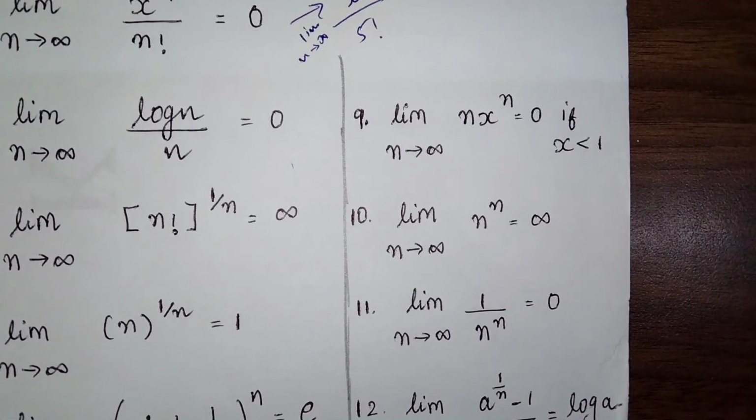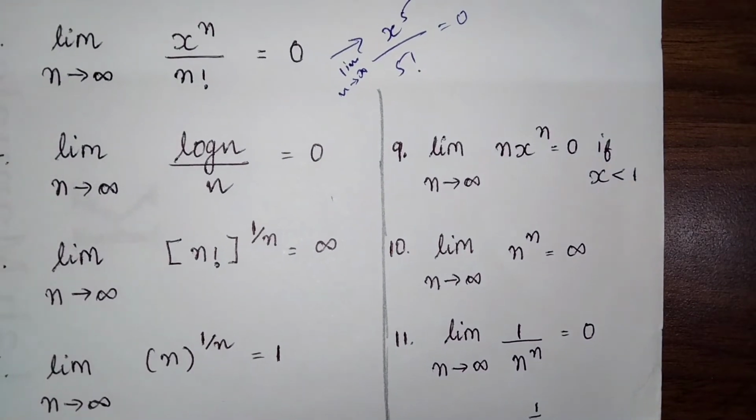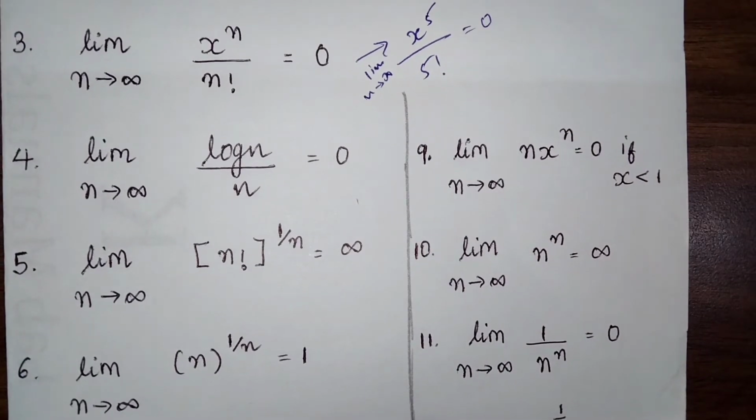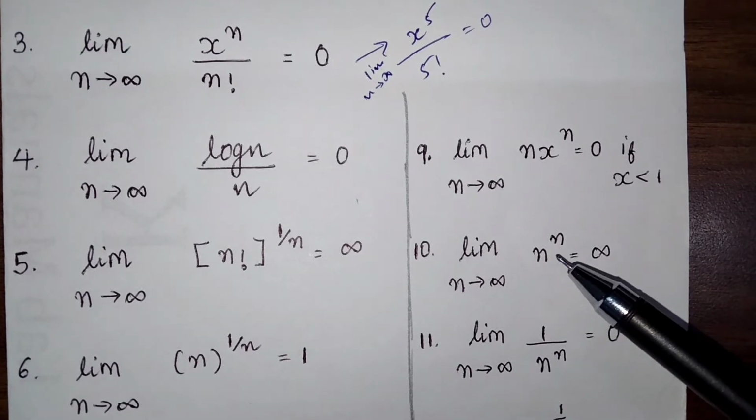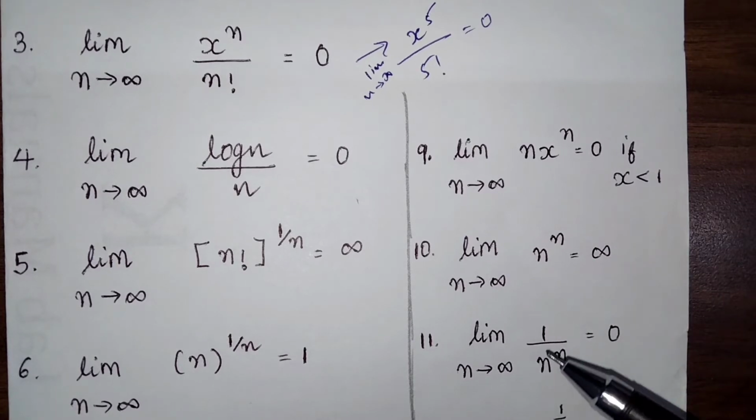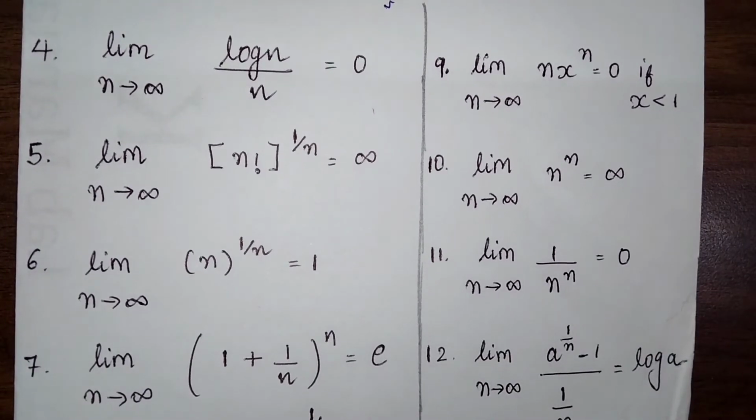Ninth one, limit n tends to infinity, n x^n equal to 0 if x is less than 1. And the tenth one is limit n tends to infinity, n^n is equal to infinity. And if it is 1/n, then it is 0, because if n^n is infinity and you substitute infinity here, then 1 by infinity is always 0. And the last one is limit n tends to infinity, (a^(1/n) - 1) upon 1/n is given, then its answer is log a.